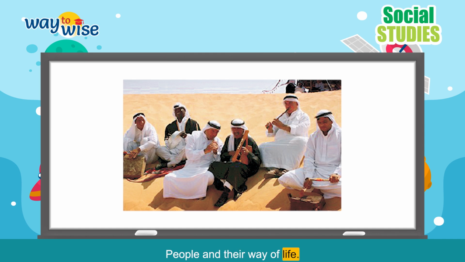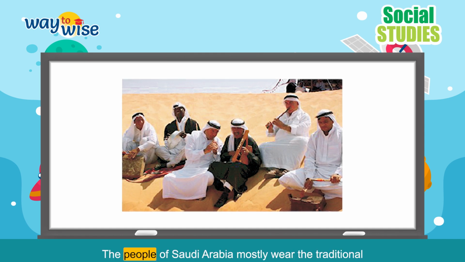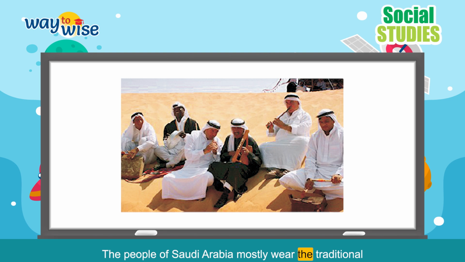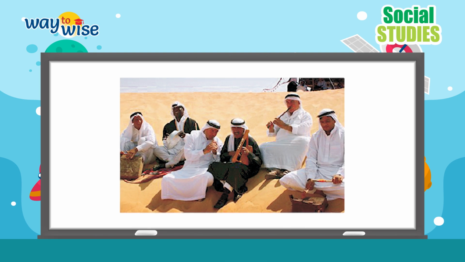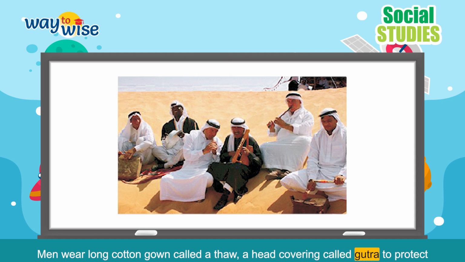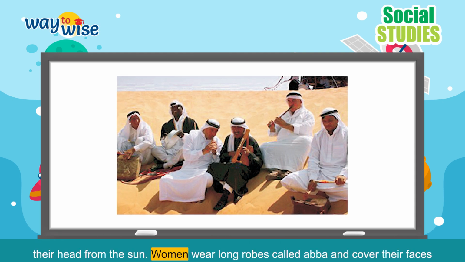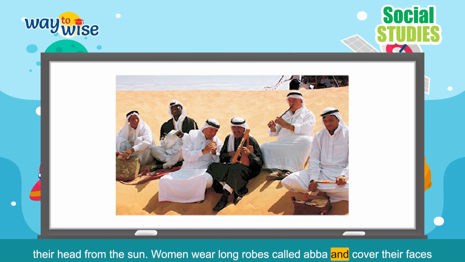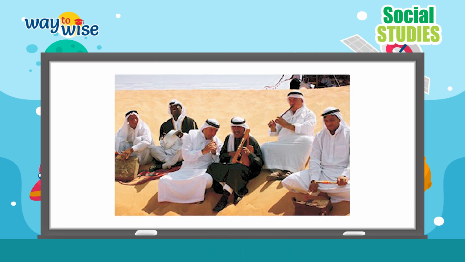People and their way of life. The people of Saudi Arabia mostly wear the traditional Arab clothes. Men wear a long cotton gown called a thobe, and a head covering called a ghutra to protect their head from the sun. The women wear long robes called abaya and cover their faces with a veil.